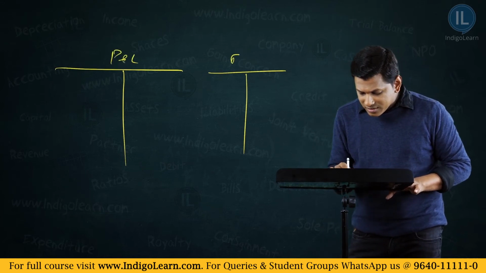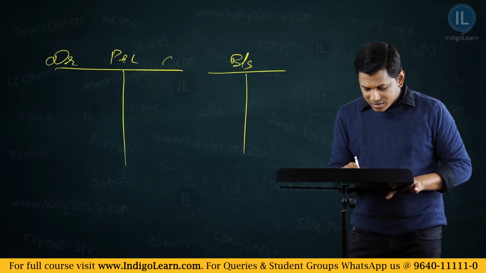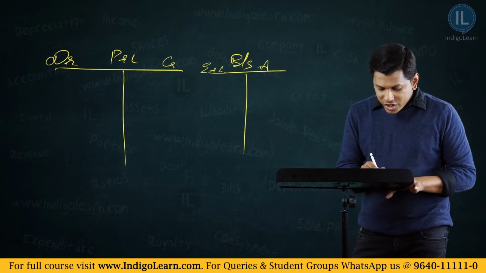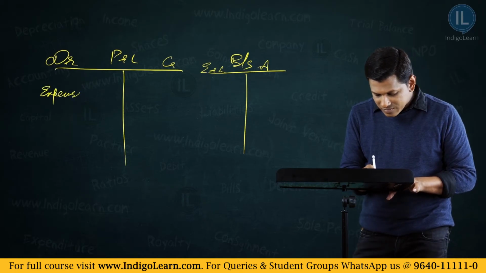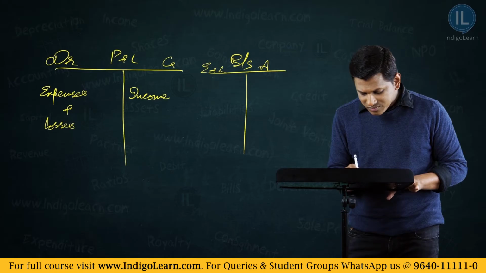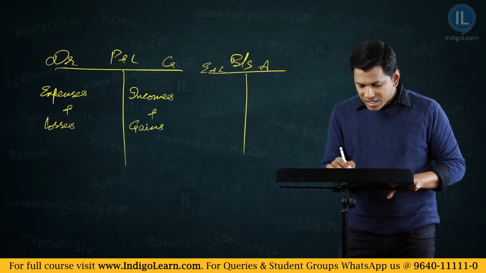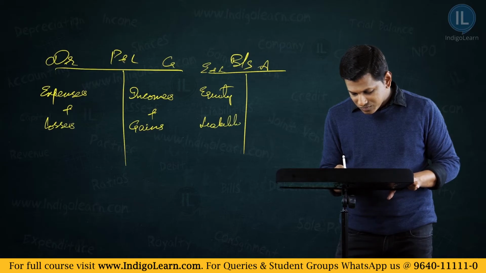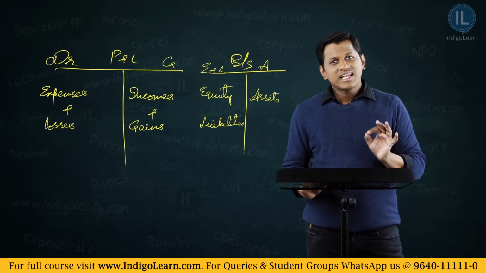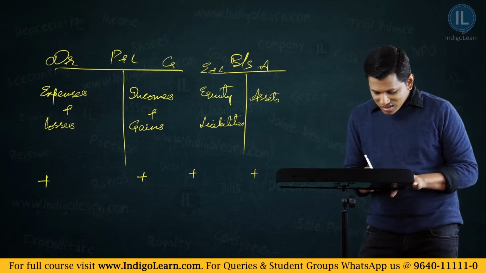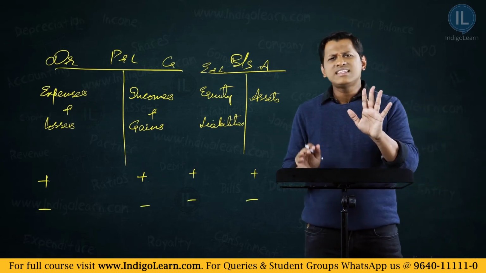This is P&L, balance sheet. Debit, credit. Equity and liabilities, assets. Okay. Now, here you will have expenses and losses. Here you will have incomes and gains. Here you will have equity, liabilities. Here you have assets. Alright. Now, friends, if there is any increase which happens here, what will be done to that account? Decrease that happens, what will be done? This much we will discuss.